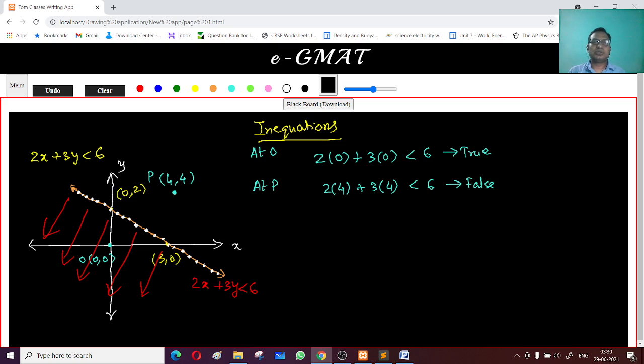So this means that all the points which are not part of this line and which lie on this side of this particular plane, they are our solution set. So this is our solution set, right? Our answer will slightly differ if the question were, for example, to find the solution set for 2x plus 3y less than or equal to 6, right? How my answer will differ is, let's try to see here.